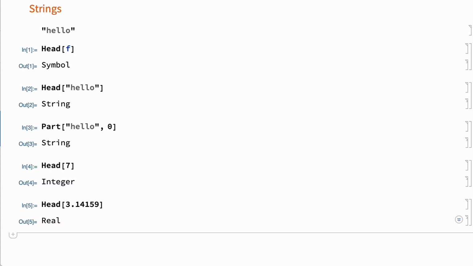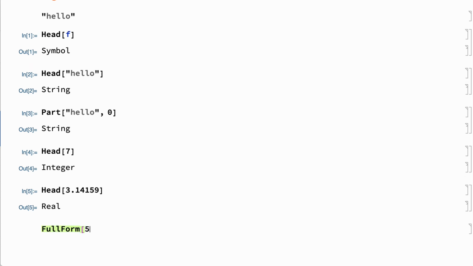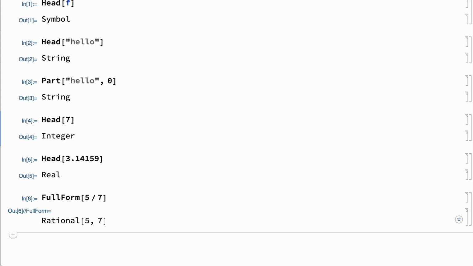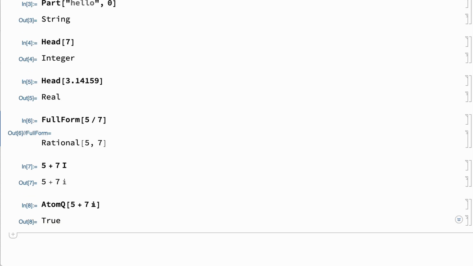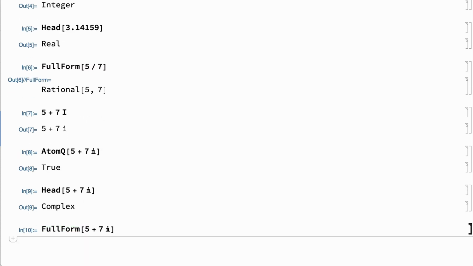Atoms can also behave in other ways like normal expressions. Rational numbers, for example, display in full form using commas and square brackets as if they are normal expressions with two elements. And complex numbers display as sums with a plus sign between the real and imaginary parts of the number, as if the complex number is a normal expression with a head of Plus, but complex numbers are actually atoms with a head of Complex.